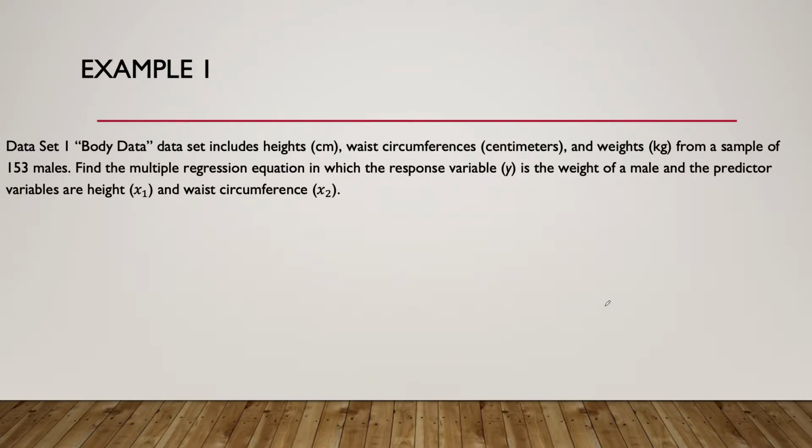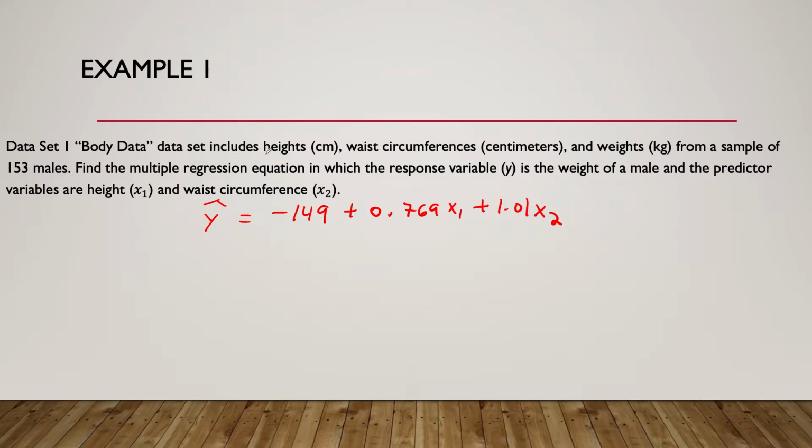Say, for example, we look at the Data Set 1 body data, which includes the heights in centimeters, waist circumference in centimeters, and weights in kilograms from a sample of 153 males. We'll find the multiple regression equation in which the response variable y is the weight of a male and the predictive variables are the height and waist circumference of the male. The actual equation we could find is y hat equals negative 149 plus 0.769 x sub 1 plus 1.01 x sub 2.